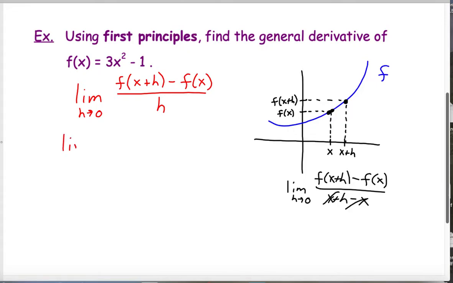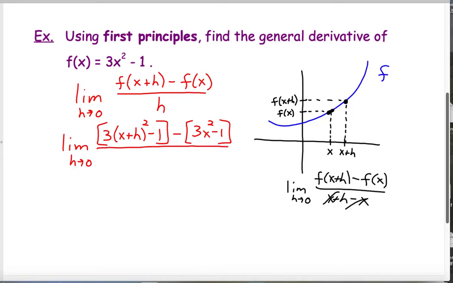So therefore, our derivative is going to equal f of x plus h. So I'm going to look at my f of x function, and I'm going to plug in x plus h wherever I see x. And I'm going to put that in brackets so it's easier to identify. And then minus f of x, which is 3x squared minus 1.